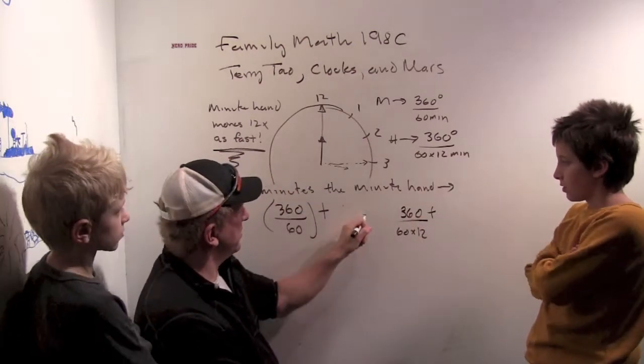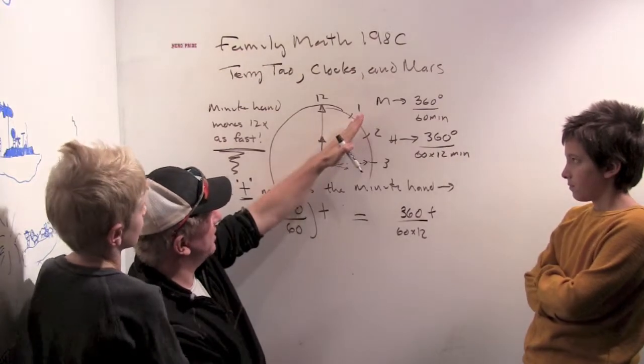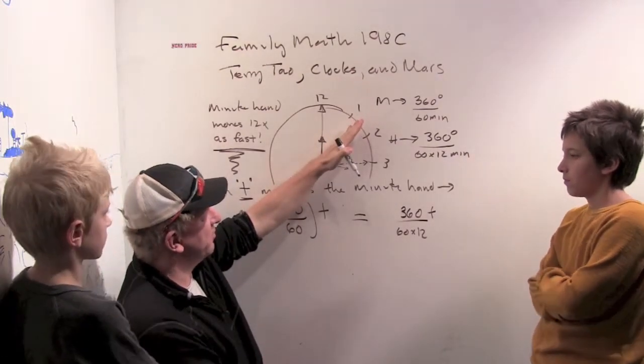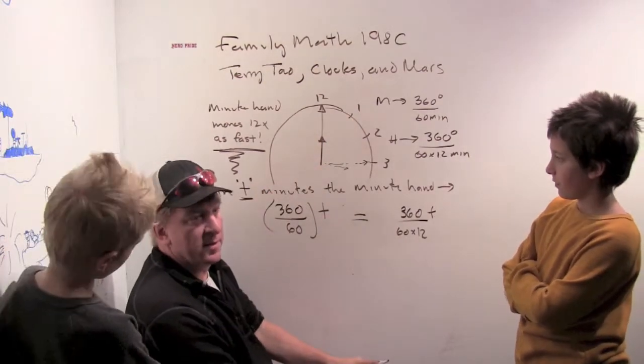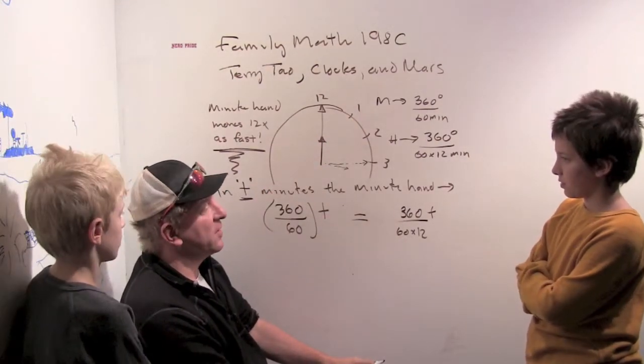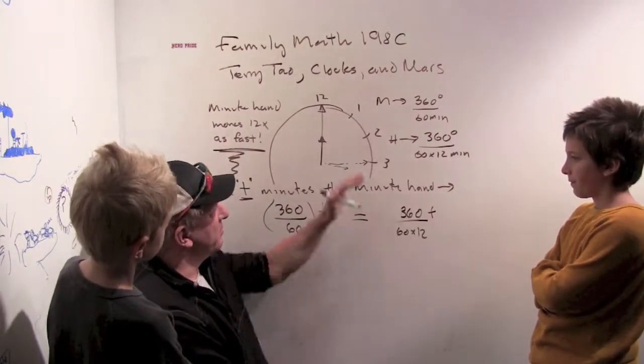Now, we're going to say these are equal to each other, except they're not really equal the first time they get on top of each other. Which has moved farther when they're first on top of each other, around 1:05? The minute hand. How many degrees farther has it gone when they're equal to each other again?